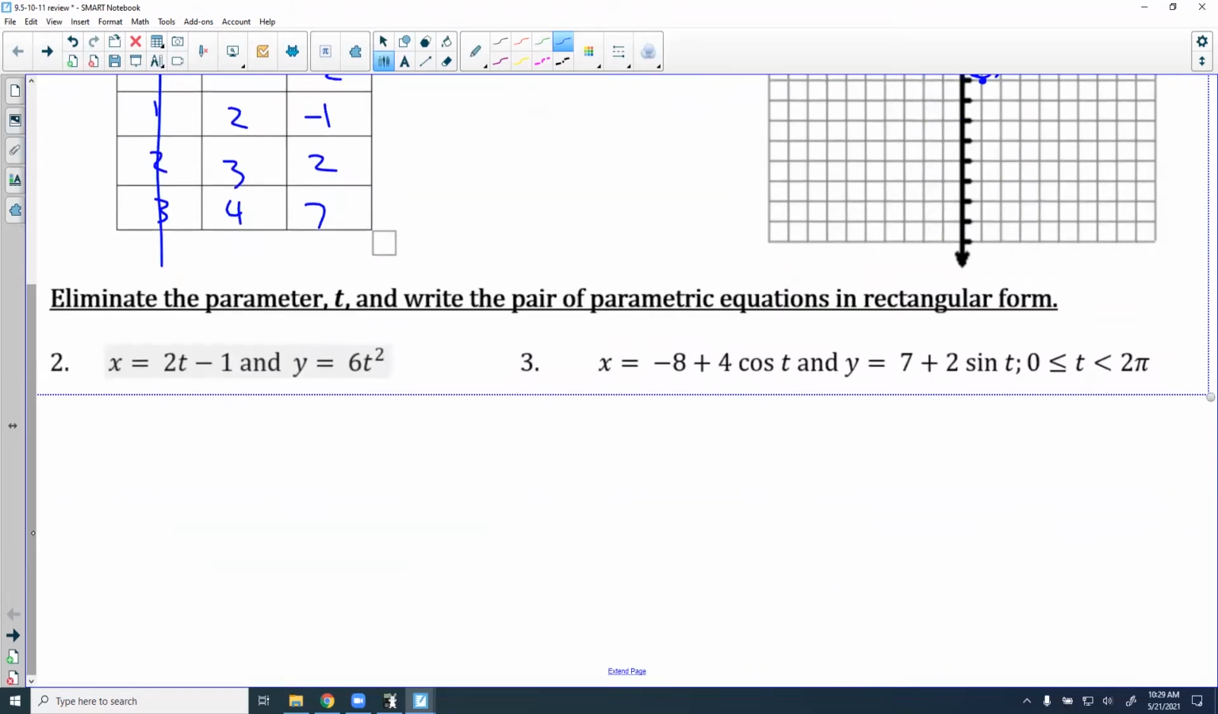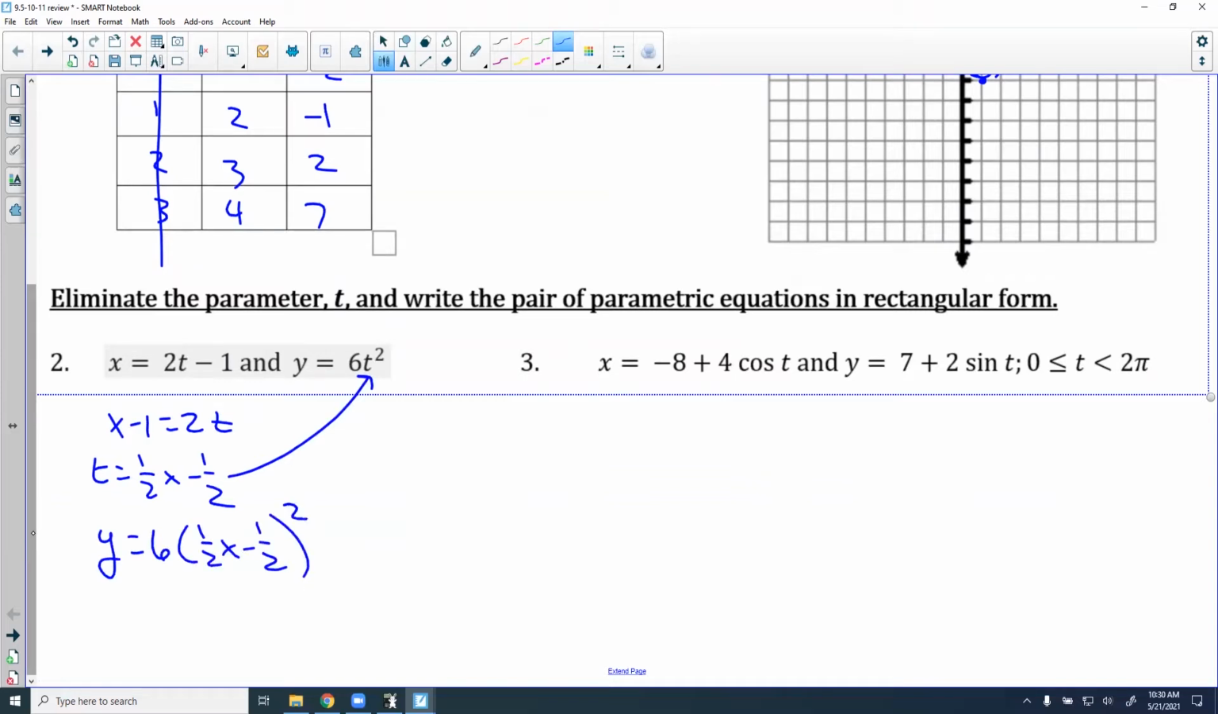Eliminate the parameter t and write the pair of parametric equations in rectangular form. We got to get rid of the parameter. Well, let's go with this. Let's go x minus 1 equals 2t. So t is 1/2 x minus 1/2. Now we'll plug that in for this t. So y is equal to 6 times 1/2 x minus 1/2 squared.